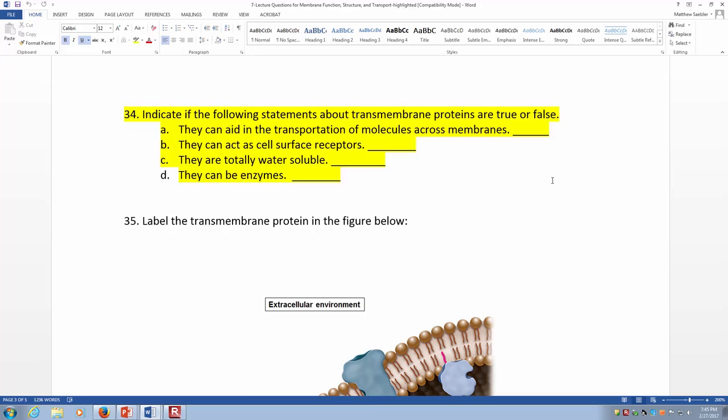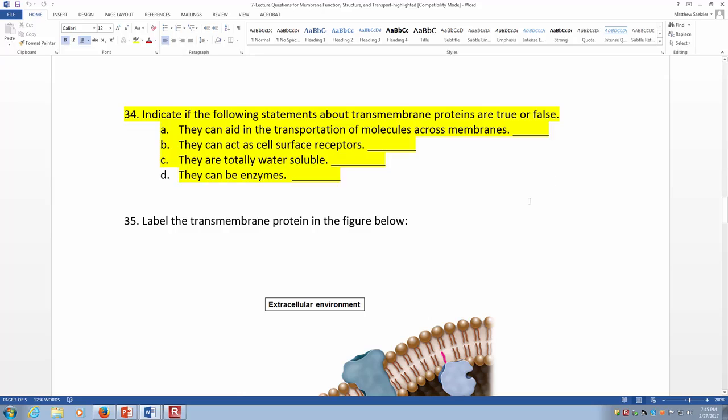So the parts that are water soluble are the two parts that face the fluid on both sides of the membrane. The part that's not water soluble is the part that's in contact with the hydrophobic core. So the part of it that spans the phospholipid bilayer is hydrophobic. I didn't tell you this directly, but transmembrane proteins are also amphipathic molecules. So they have two hydrophilic parts and then a single hydrophobic part.